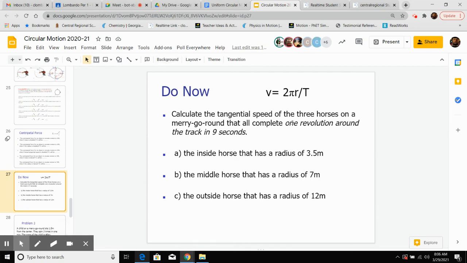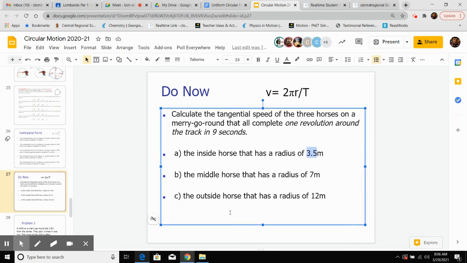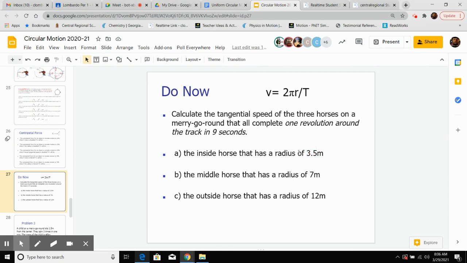So this was another do now that they were required to figure out. Tangential speed. This is your equation, or you can do 2 pi r times f. I would prefer this equation because of what is given to me in the problem. They tell me that there are 3 horses on a rail for a merry-go-round, and they all complete 1 revolution, 1 complete spin in 9 seconds. Since that is the total time it takes to make 1, that is period, capital T. So basically, you're just doing 2 pi times r divided by 9 for each one of these. That's all you would have needed to do.